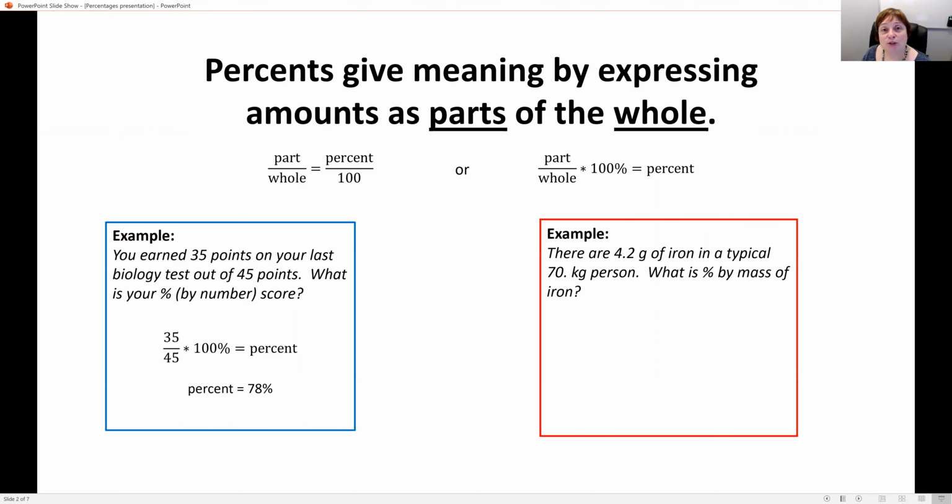Okay, we'll try one more before moving on. So there are 4.2 grams of iron in a typical 70 kilogram person. What is the percent by mass of iron? Again, try and identify the part and the whole and complete the calculation.